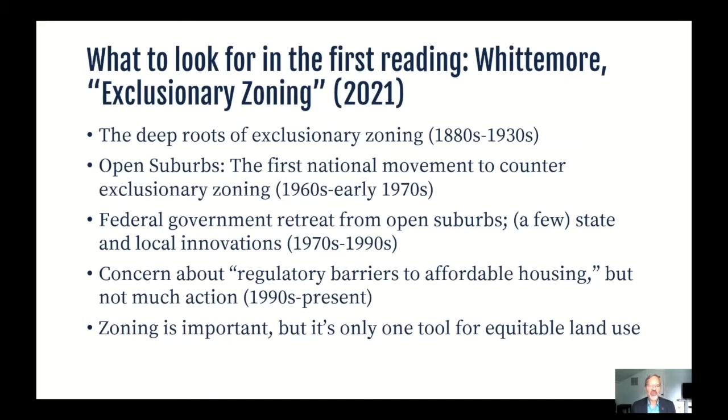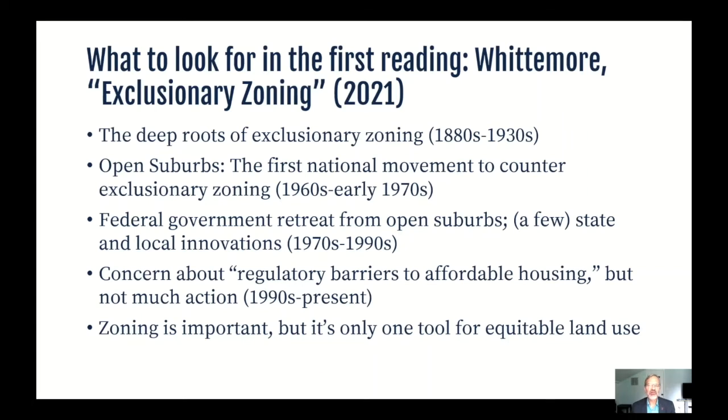The federal government moved timidly into that, but then pulled back from it, and states and localities took on the more innovative role in the 1970s, really onward. And that's still pretty much where we are, with the feds not doing much, but some states and cities doing a lot more. At the same time, since the 1990s, there's been concern about so-called regulatory barriers to affordable housing that have been developed, often by economists.